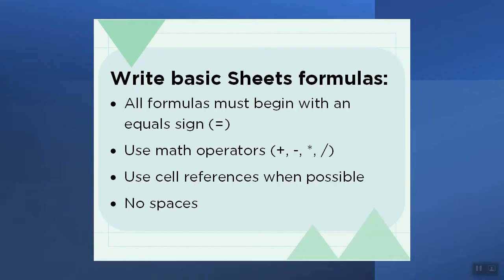The next part of the 4 simple rules for writing formulas is that you want to use math operators. Simply add, subtract, multiply, and divide. Now, while most people are familiar with add and subtract signs, they may not be as familiar with multiply and divide, so let's look at those. First of all, multiply is an asterisk, and divide is the forward slash.